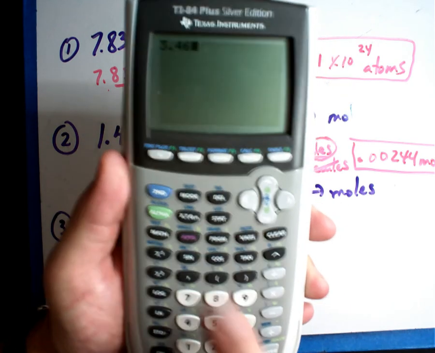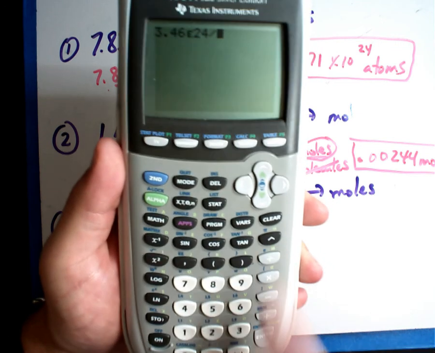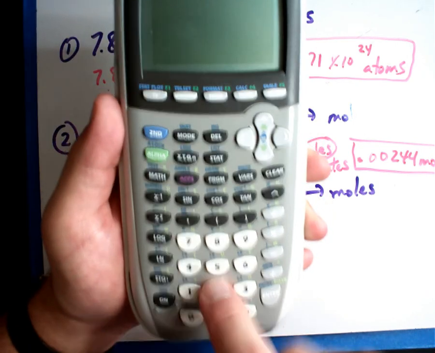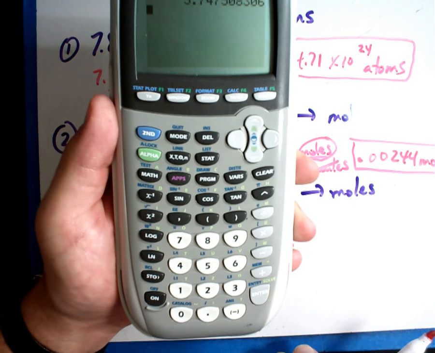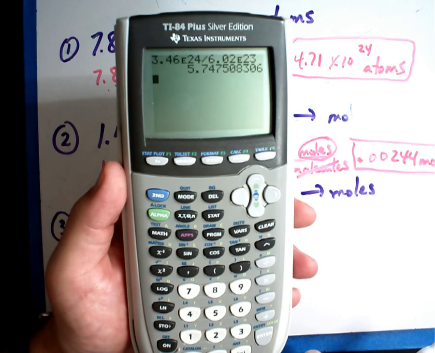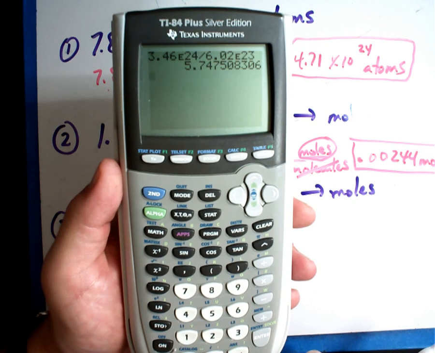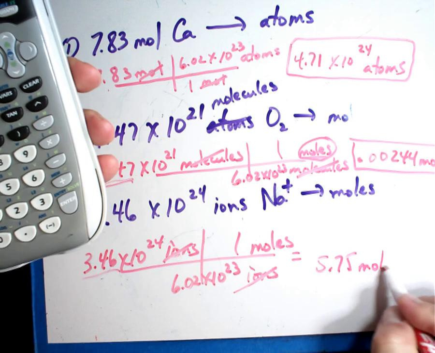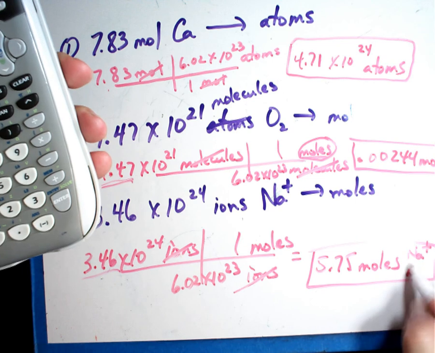3.46 EE 24 divided by, because this is on the bottom, 6.02 EE 23. Answer, I'm going to go 3 sig figs. That means I'm going to go 5, 7, 4, stop. The 7 makes it round, so it's 5.75. 5.75 moles of Na plus ions.